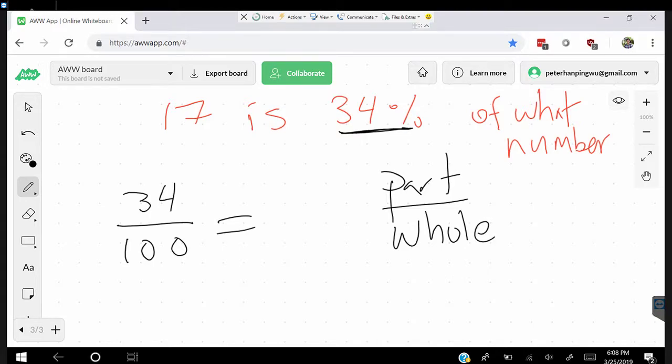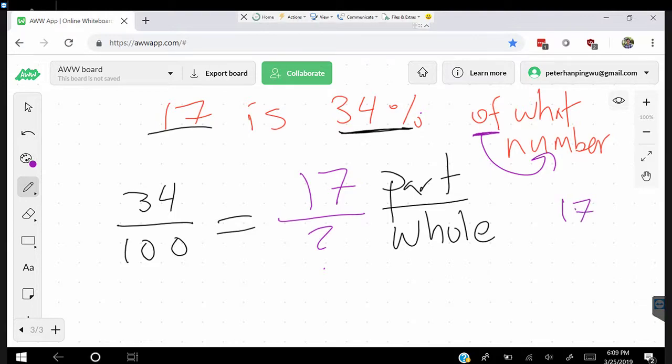So we just have to figure out, is 17 our part or our whole? Well, remember what I just said about the word of telling us what's the whole? Here it says of what number? We don't know what number this is talking about, so that means our whole is what we don't know. And 17 is 34%, so it's some smaller portion of some bigger whole. So 17 is our part on top. And now all we have to do is look at our equivalent fractions and figure out the operation.